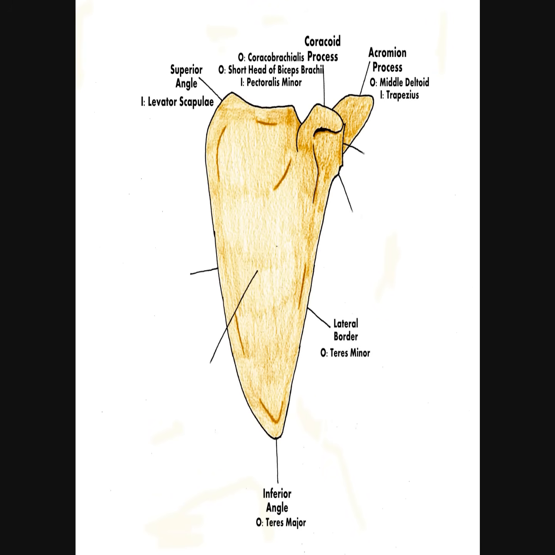Now if we have a lateral border, again like the superior angle, we have an inferior angle. If we have a lateral border, we have to have a medial border right on the other side. Another name for the medial border of the scapula is the vertebral border of the scapula because it's located next to the vertebrae. So the medial border of the scapula.